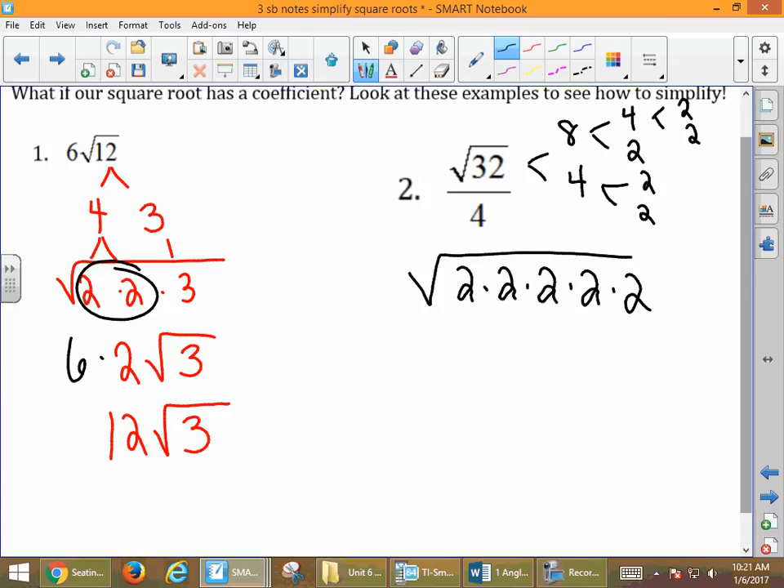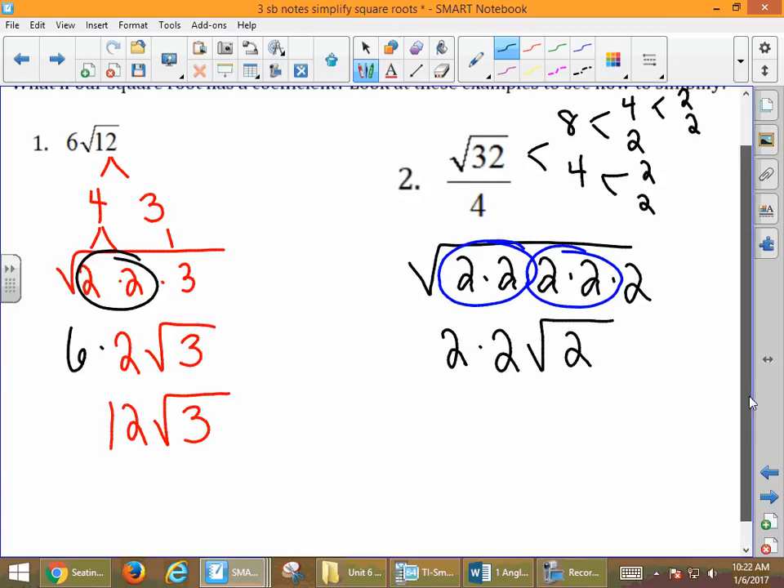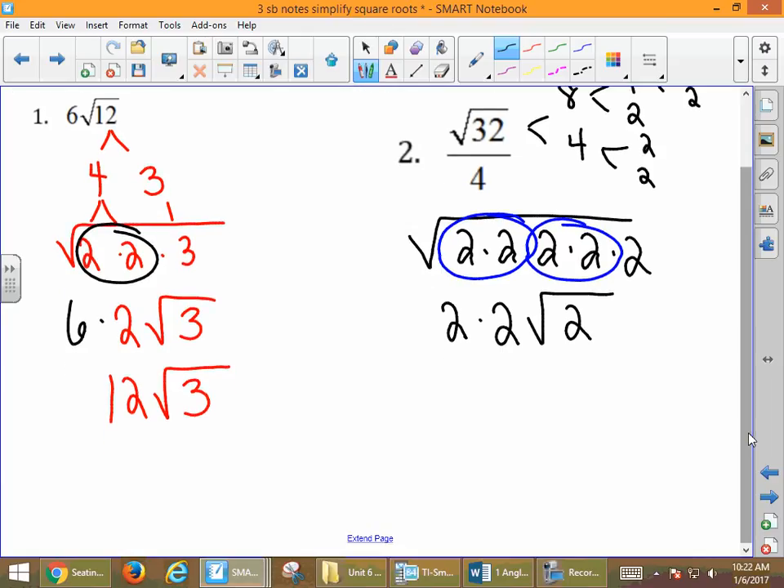And when we're simplifying, we need 2 of the same value to take out 1. So we've got 2 times 2. We have a single 2. That's going to remain underneath the radical. But when we simplify that, that's 2 times 2, which is 4 radical 2 divided by 4.